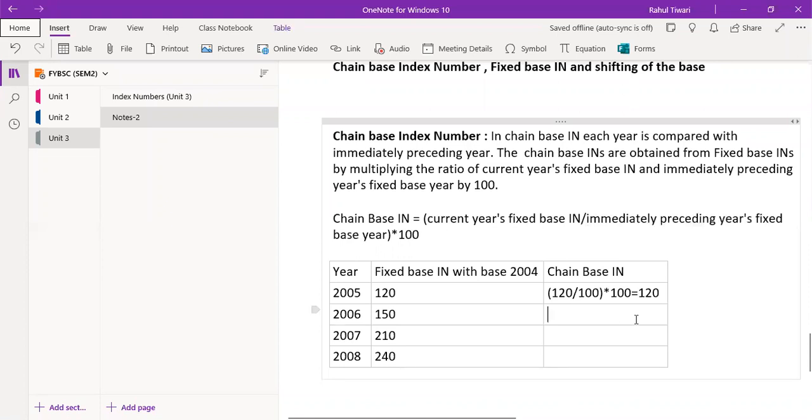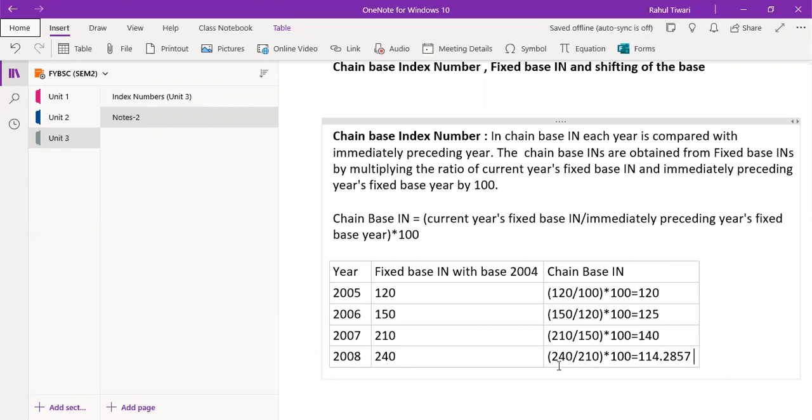Similarly, you can take this one also. So current fixed index number is 150, and preceding year is 120. So divide by 120, multiplying with 100. Are you getting these answers? Yes, sir. So 210 divided by 150 multiplying by 100, we get the answer 140. And similarly, the last one, 240 divided by 210 multiplying by 100 will again give the answer 144.29.